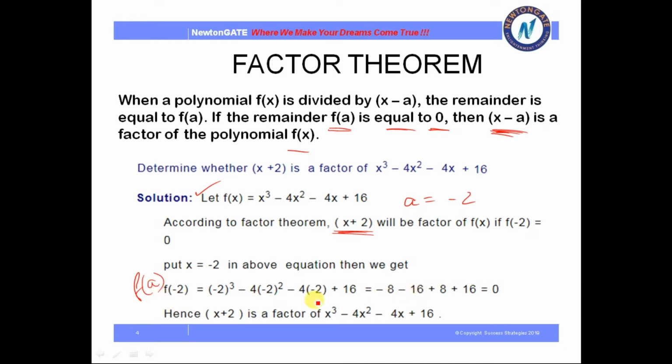That gives us 0. So we see that f(a) is 0, and hence we can say that x plus 2 is a factor of the polynomial x cube minus 4x square minus 4x plus 16. So this is our f(x), and f(a) is 0. So we found out that x plus 2 is a factor of the given polynomial.